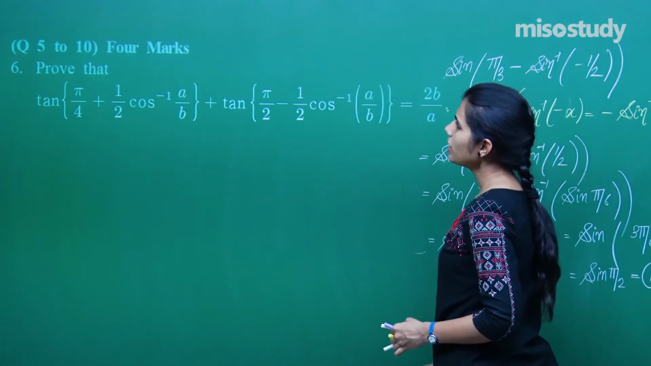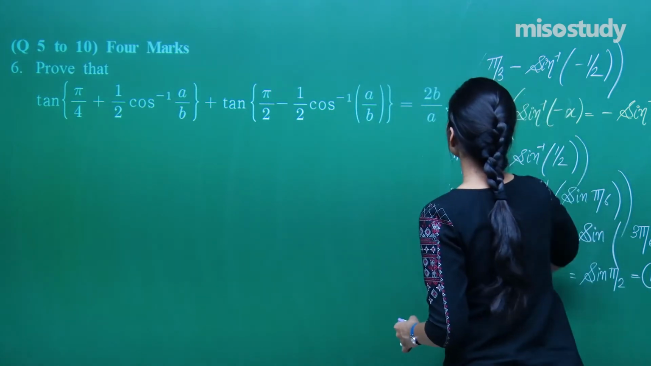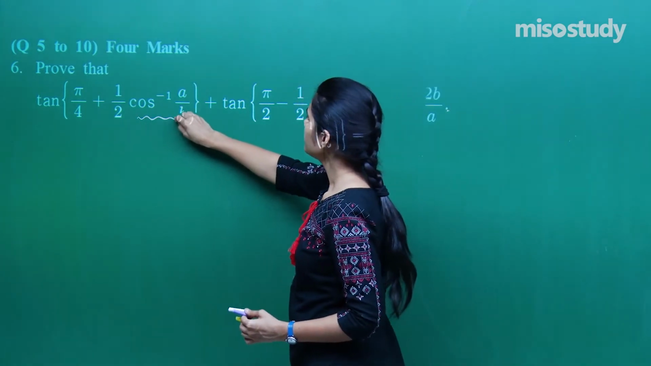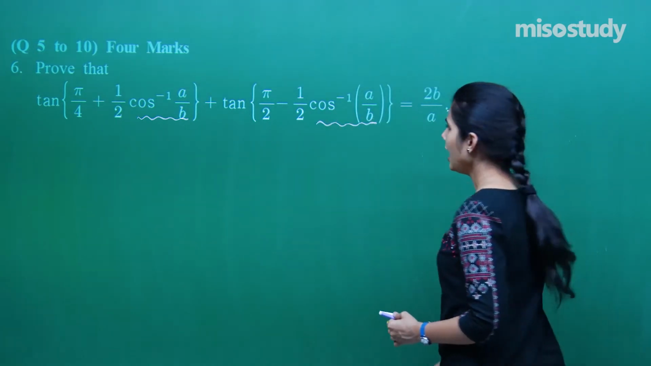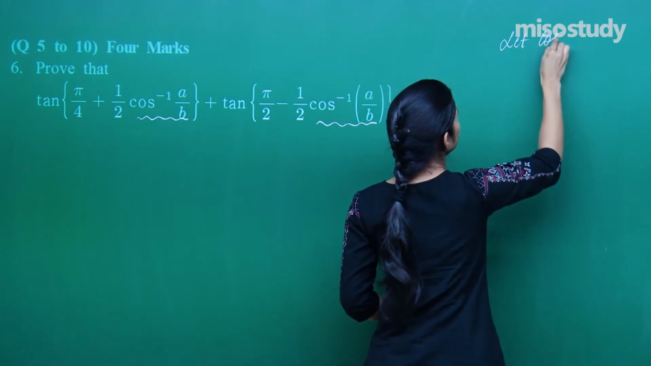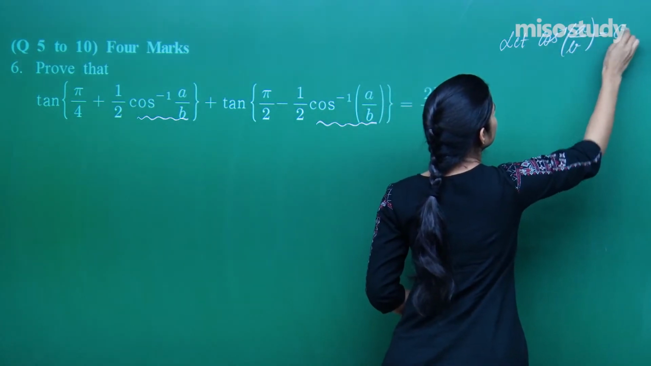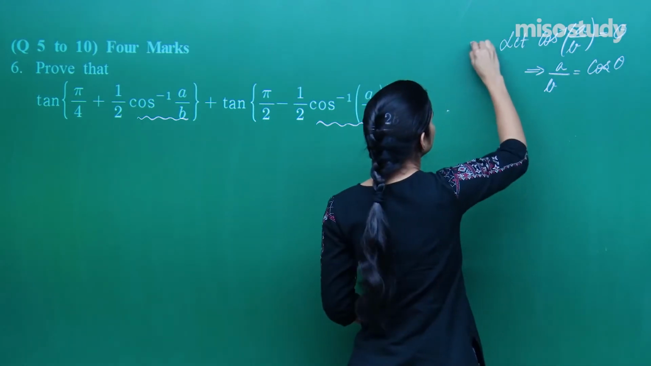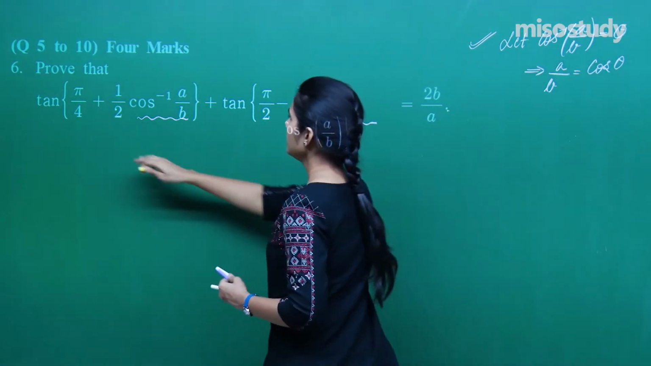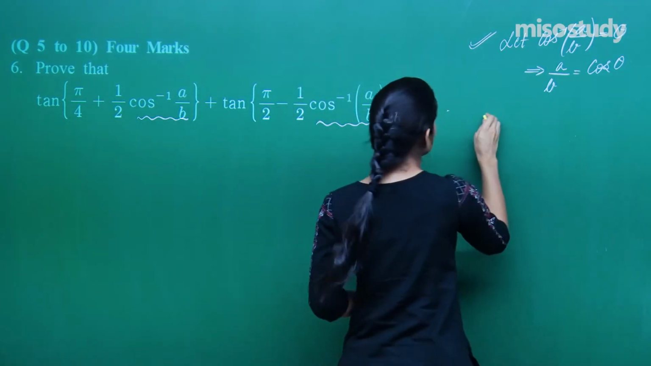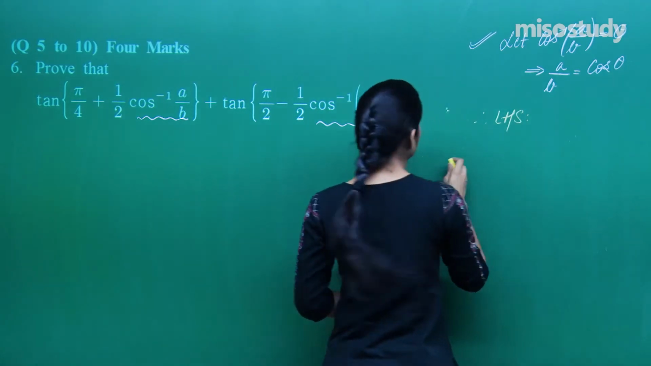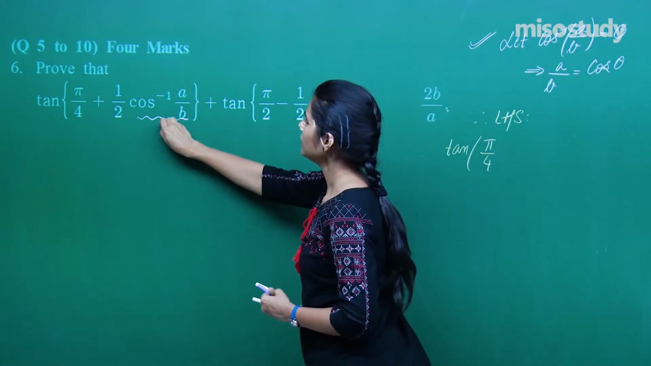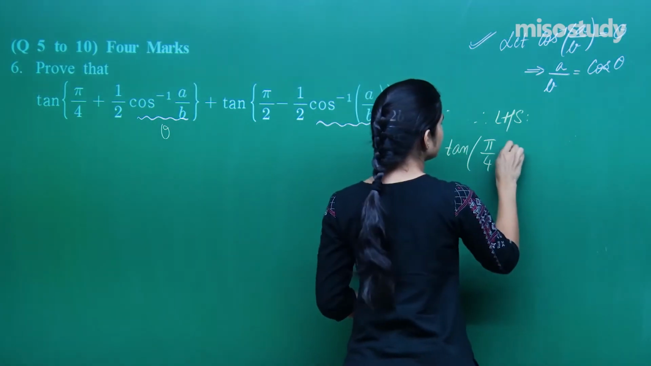Moving on to the next question, for 4 marks we have this particular expression we have to prove to be equal to 2b by a. Let's begin the computation. Over here you can see one thing, cos inverse a by b. I am going to take cos inverse a by b to be equal to theta, which obviously implies a by b equals cos theta. If I take this as my very first step, my complete LHS which has to be proven to be equal to 2b by a comes out to be what? LHS is tan of pi by 4 plus half of theta, because cos inverse of a by b is theta. So this is plus theta by 2.